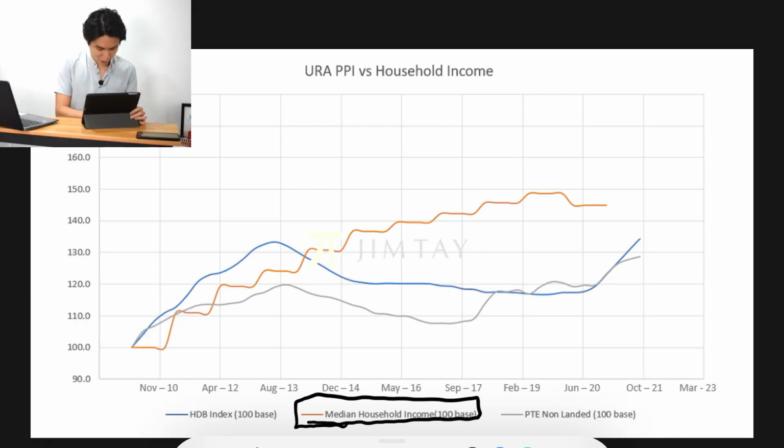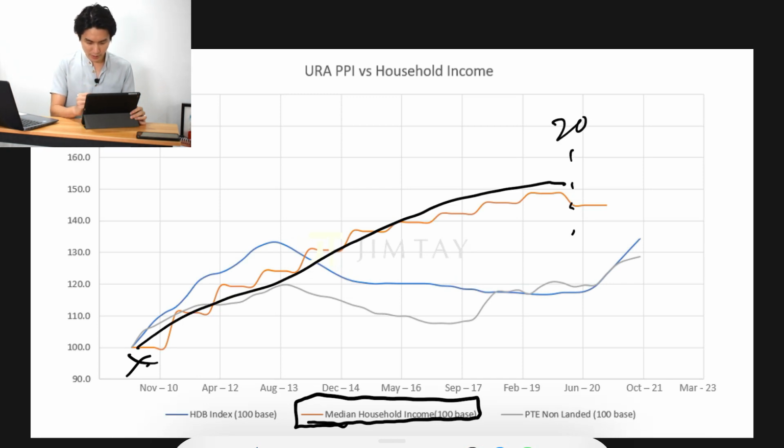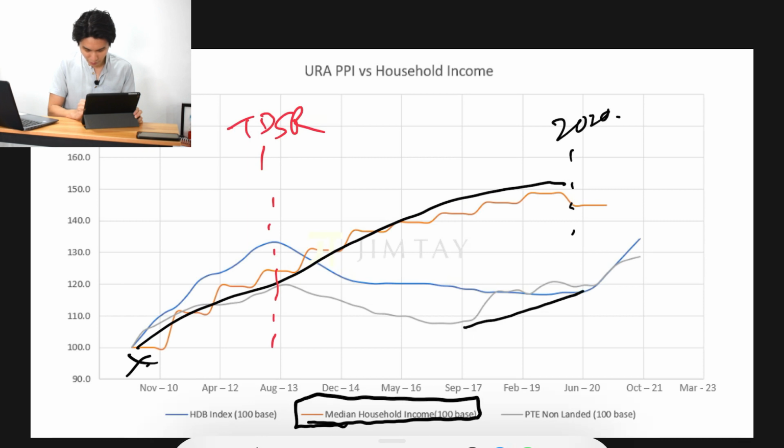You'll see that since November 2013, our median household incomes actually increased gradually, only to 2020 when there was a drop, probably due to the COVID-19 situation. At the same time, you'll see that in 2013, again, where TDSR was implemented, in fact, the property price indexes dropped. The grey line is the private property non-landed, whereas the blue line is the HDB index. Only in late 2017 did the private non-landed increase.